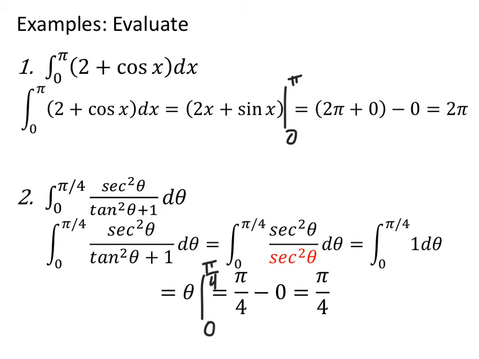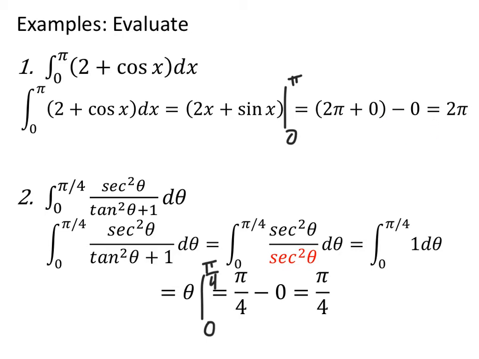The antiderivative from 0 to pi of 2 plus cosine of x. I know the antiderivative of 2 is 2x. The antiderivative of cosine of x is sine of x. Evaluate from 0 to pi. So I put in pi. That's 2 pi plus, well, what's the sine of pi? The sine of pi is 0. So when I evaluate at pi, I'll get 2 pi plus 0. I know that 2 times 0 is 0. The sine of 0 is 0, so I'm just subtracting 0. 2 pi plus 0 minus 0 is 2 pi.